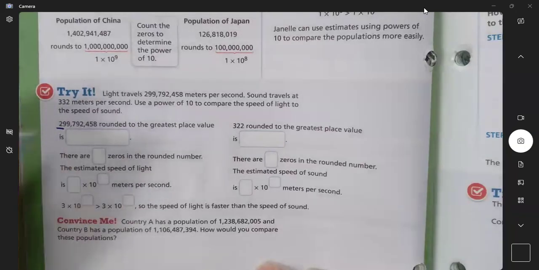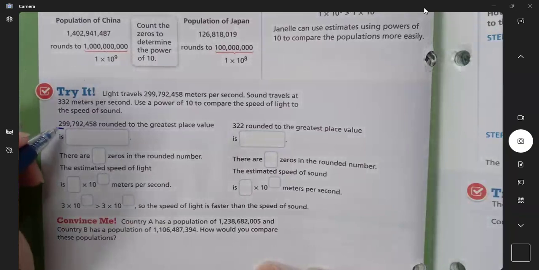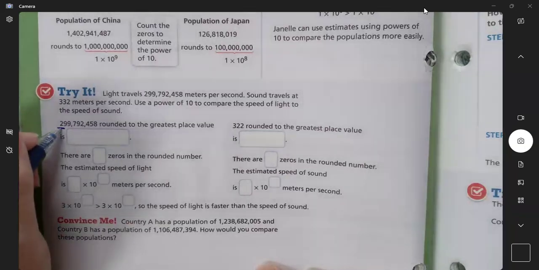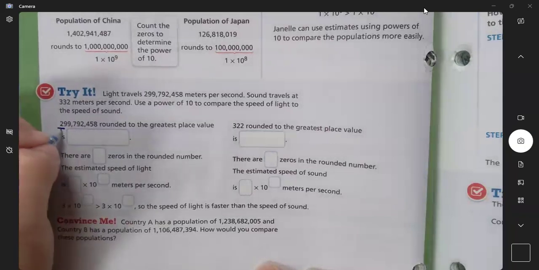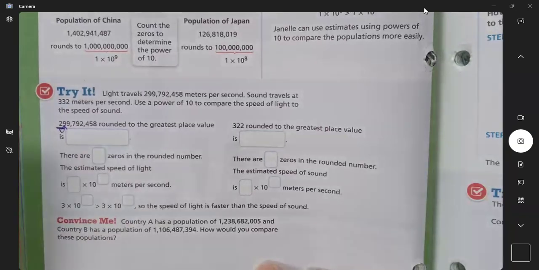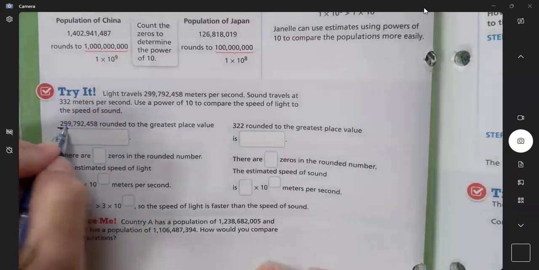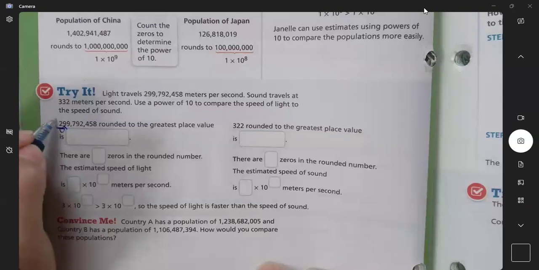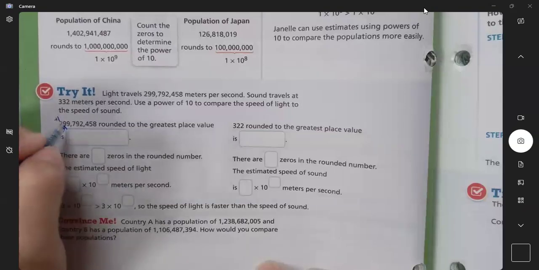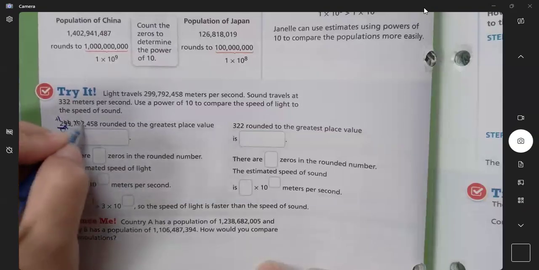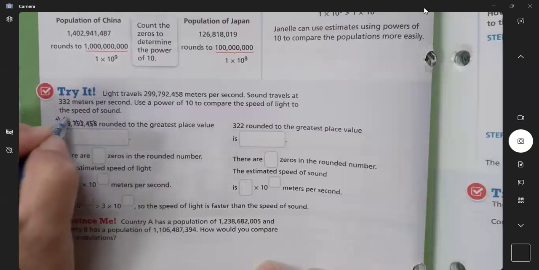Now, for those of you that don't remember, if it's 4 or less, let it rest, leave it alone. If it's 5 or more, add 1 more. It is always the number behind that tells you what to do. So because there is a 9 here, it tells us to go ahead and add one more. Everything behind it now turns into a 0.